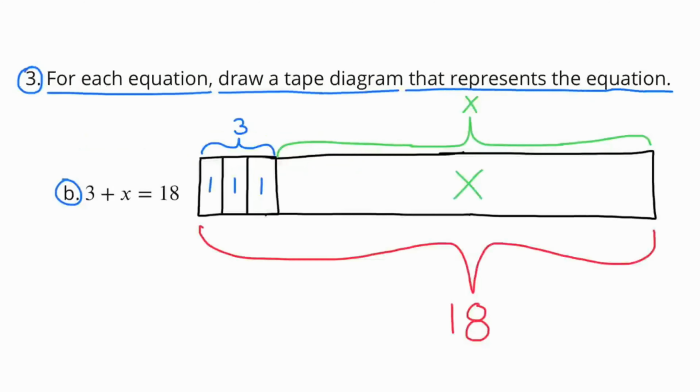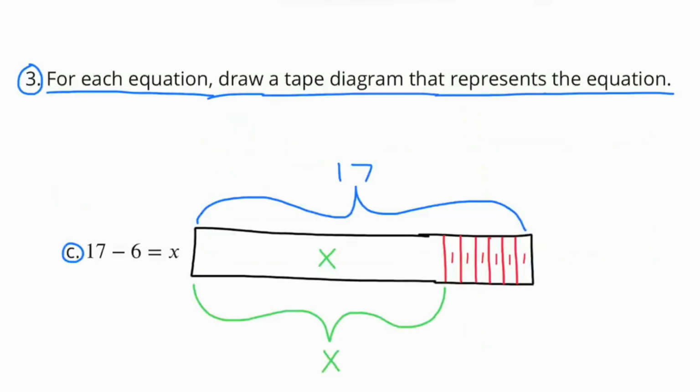B. 3 plus x equals 18. And you can see in my tape diagram that I have 3 small sections and 1 larger section to represent x. So those 3 small sections plus the larger x section equals 18. One way to figure out the value for x is 18 minus 3, and 18 minus 3 is 15. So we know that that larger section, x, is worth 15.